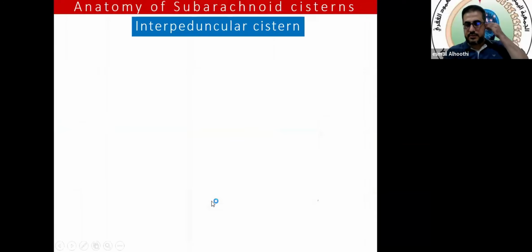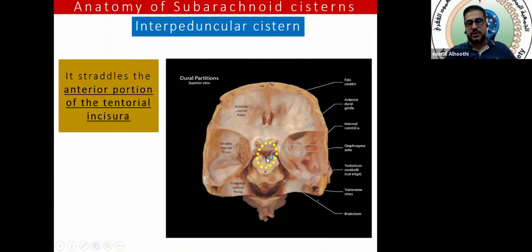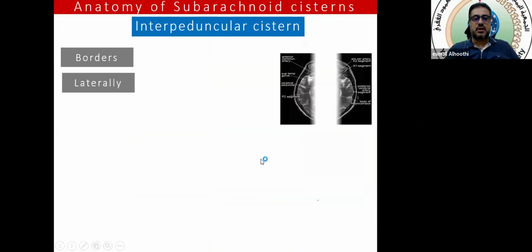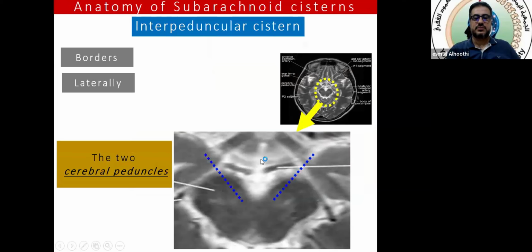The interpeduncular cistern, as we see in this picture, this is the midbrain and these are the 2 peduncles. Between the 2 peduncles is the interpeduncular cistern. It just lies above the anterior portion of the tentorial incisura. So this is the tentorial incisura. Just above it is the interpeduncular cistern. The borders: it's bounded laterally by the cerebral peduncles.